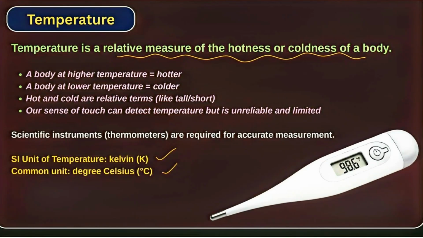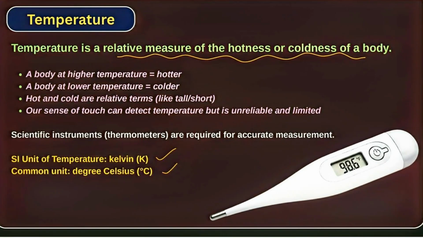Now, temperature. Temperature is a relative measure of the hotness or coldness of a body. A body at higher temperature is hotter. A body at lower temperature is colder. Hot and cold are relative terms, like tall and short. Our sense of touch can detect temperature but is unreliable and limited. Scientific instruments, thermometers, are required for accurate measurement. SI unit of temperature: Kelvin, K. Common unit: degree Celsius, °C.